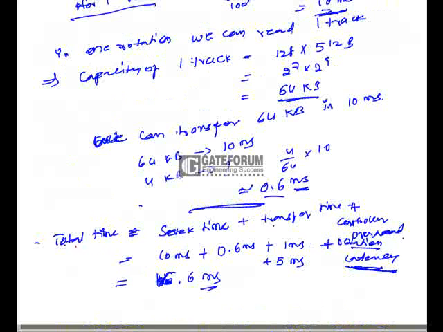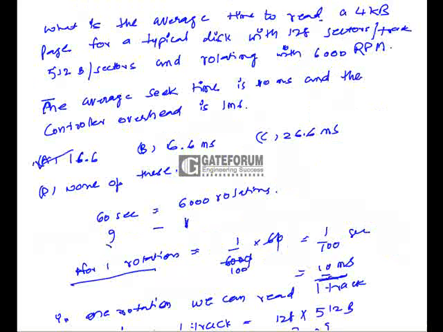Here the total access time is seek time plus transfer time plus rotational latency, where rotational latency is half of the time taken to complete one rotation, plus controller overhead. So this is the total time to read the 4 KB page. Your correct option is option A.